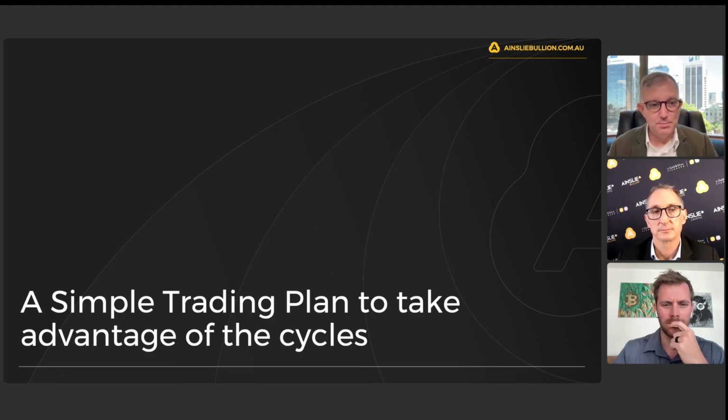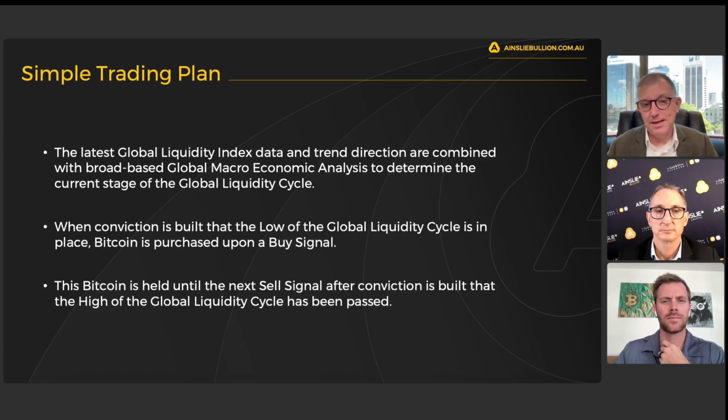All right, as we approach the end, we always like to provide everyone with our simple trading plan to take advantage of the cycles. Obviously, we look at everything, and we ourselves are looking at trading gold, silver, or Bitcoin, all of it together. But our simple plan that we put forward for people who are just following along at home and wanting to take advantage of the cycle is pretty straightforward. It's looking at that data that we've been looking at, coming to the opinion that we're at the low of the cycle.